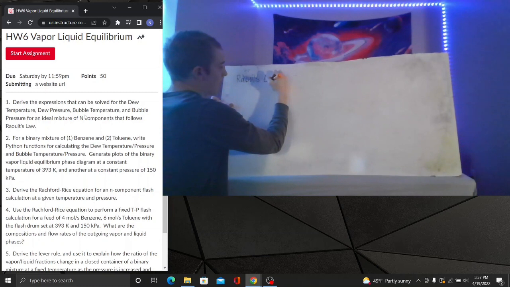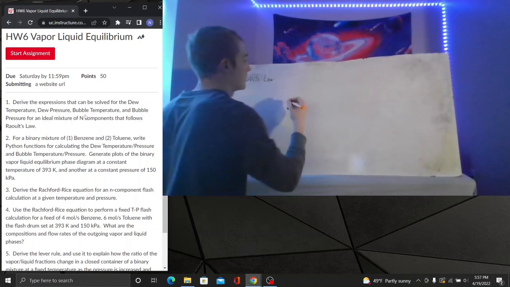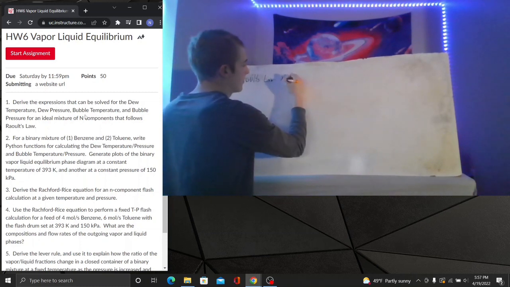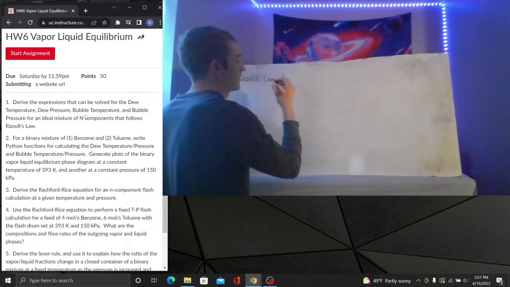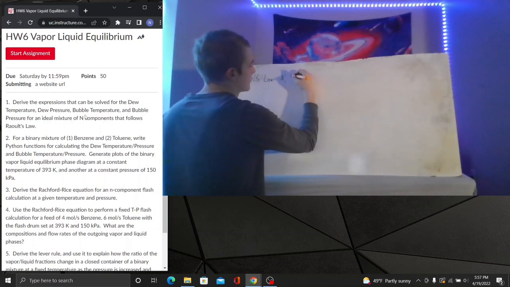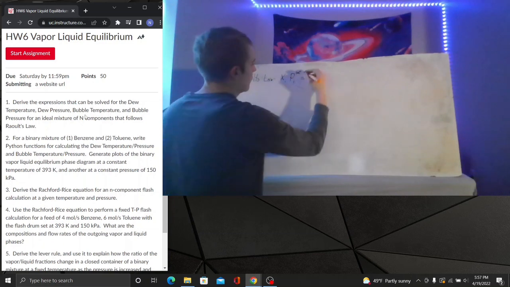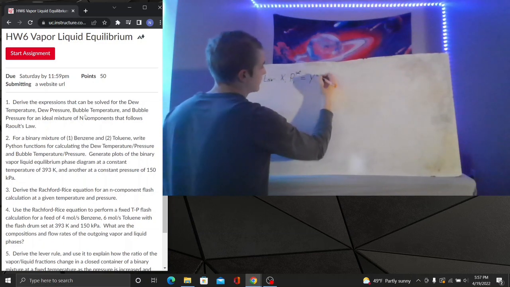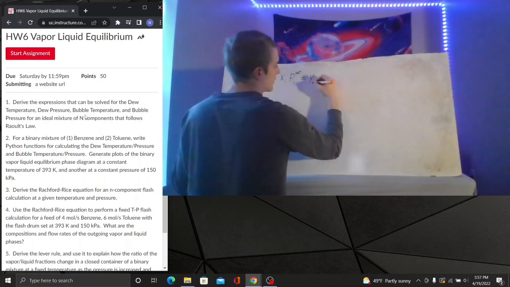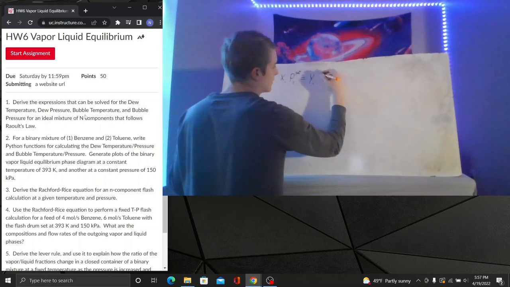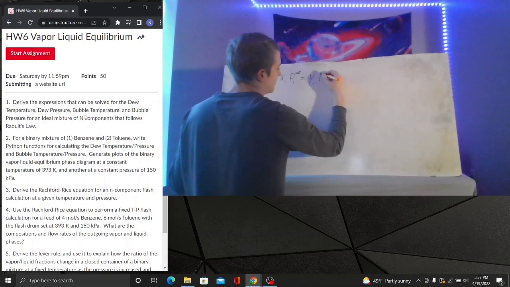that the mole fraction of some component in the liquid phase times the pure saturation vapor pressure of that component is equal to the mole fraction of that component in the vapor phase times the total pressure.